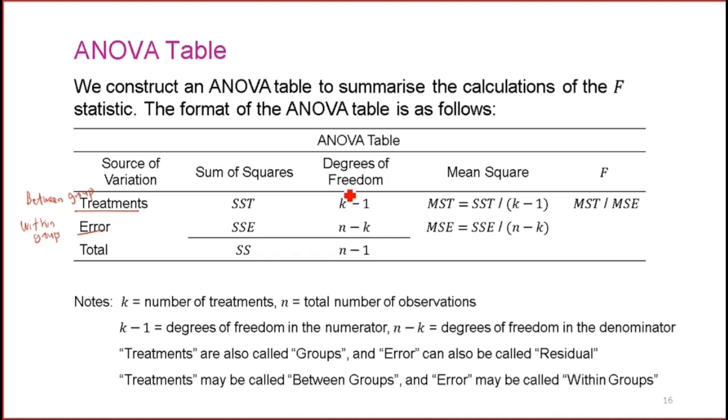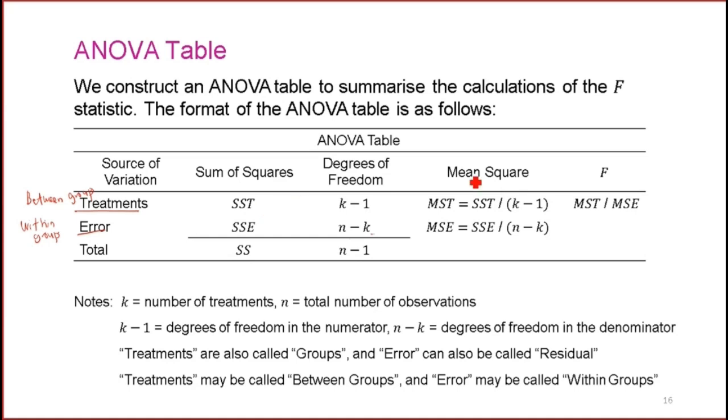Degree of freedom: for between group, K minus 1, where K is the number of treatments or number of groups. You can see it based on the data. N is the total number of observations for all groups. K minus 1 is our numerator, N minus K is the denominator. Treatments are also called groups and error is also called residual. Treatment may be called between groups and error may be called within groups. Basically from this table you can find the formulas.